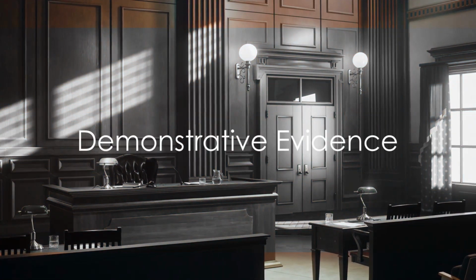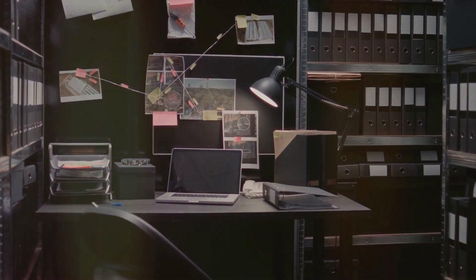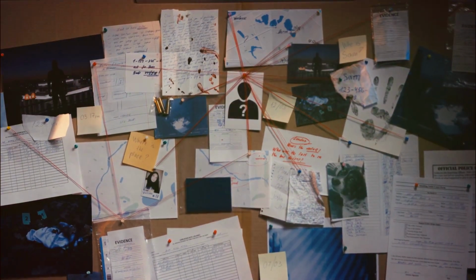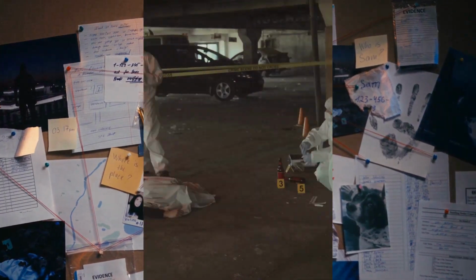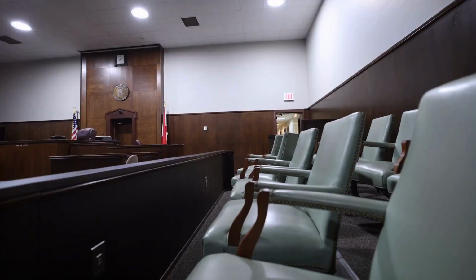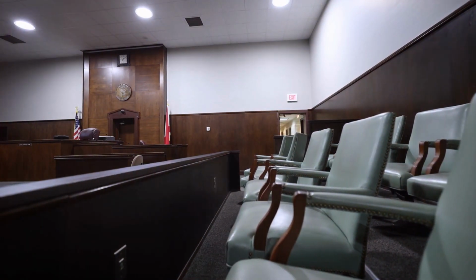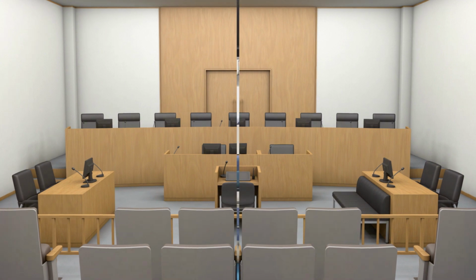Have you ever heard of demonstrative evidence? It's a type of evidence that illustrates or explains testimony or facts. It's the map used to show the location of a crime, the diagram of a crime scene, or the reenactment of an event. Demonstrative evidence can help the jury visualize what happened and understand complex facts or events.